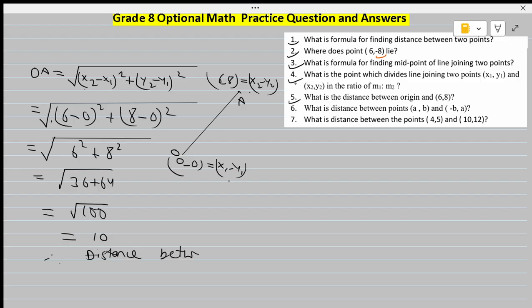Distance between origin and (6, 8) is 10 units. So I made it clear with number 5, and number 6. Right, so let's make it clear first.